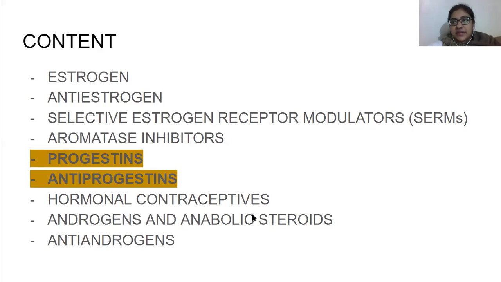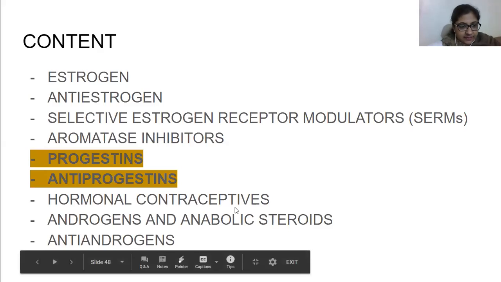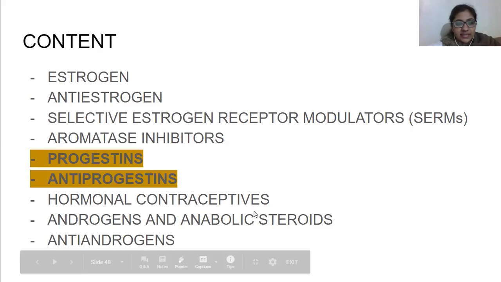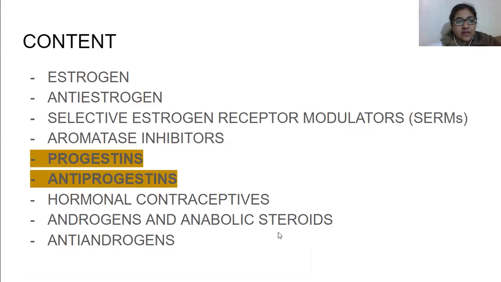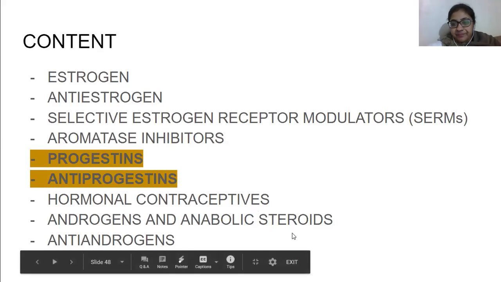So today we'll talk about progestins and antiprogestins. And after that, in one lecture, I will cover hormonal contraceptives. And then in the other lecture, I will talk about androgens, anabolic steroids and anti-androgens. I can cover literally all of these remaining topics in one lecture, but I think it's better if I break it into chunks and you are given time to think about it, to read about it.